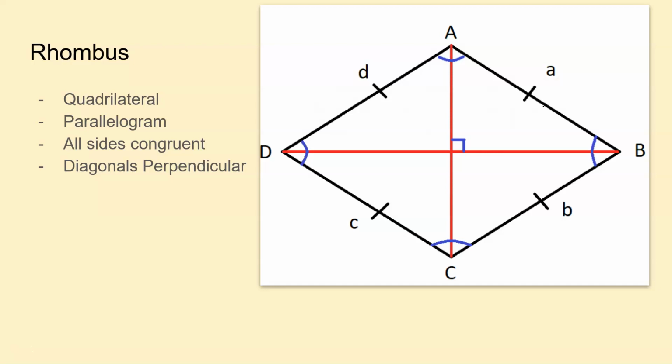So the rectangle has all four angles congruent. The rhombus has all four sides congruent. And with the rhombus, the diagonals are perpendicular. So the diagonals are not necessarily congruent, but they are perpendicular. They form a right angle. All right. So make sure you have those properties down as well as some pictures.